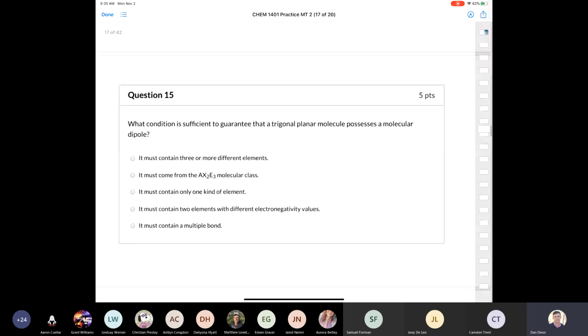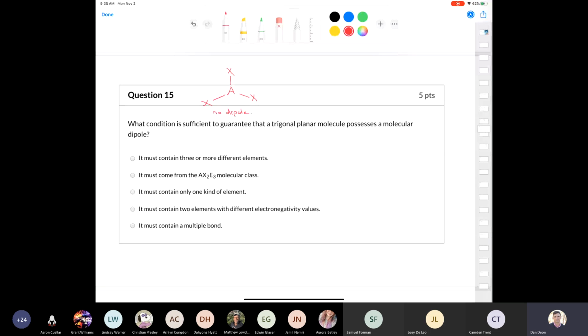Question 15. What condition is sufficient to guarantee that a trigonal planar molecule possesses a molecular dipole? If I have a trigonal planar molecule and all of the outer atoms are identical, okay, this is not going to have a dipole, right? No dipole. So let's take a look at what the possible answers are. It says it must contain 3 or more different elements.